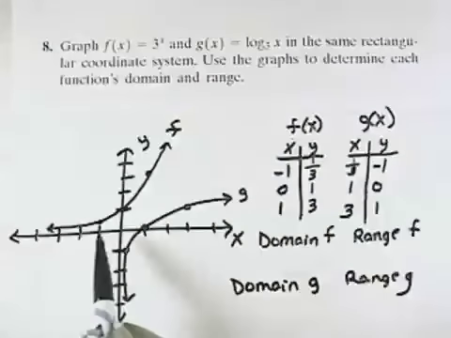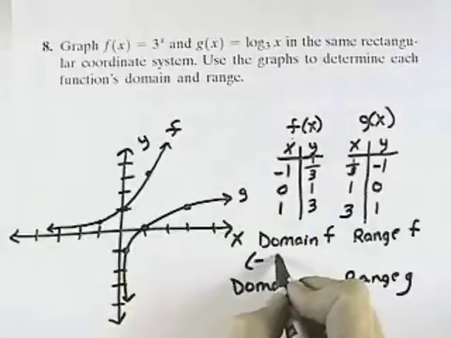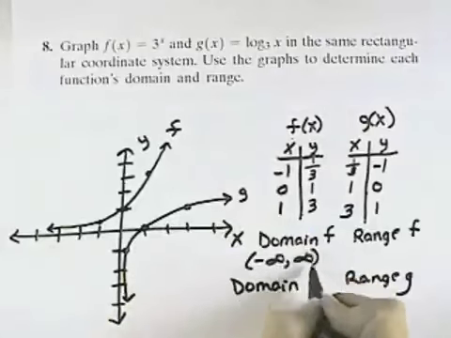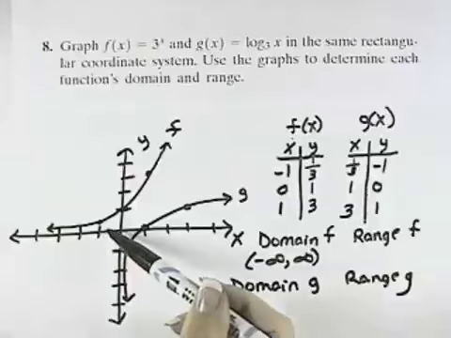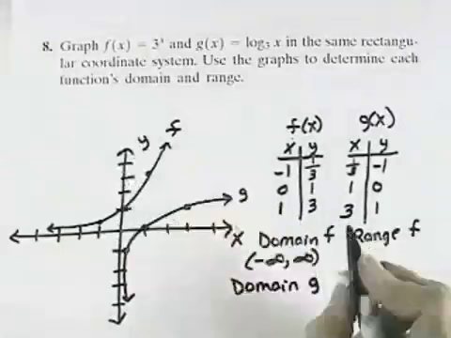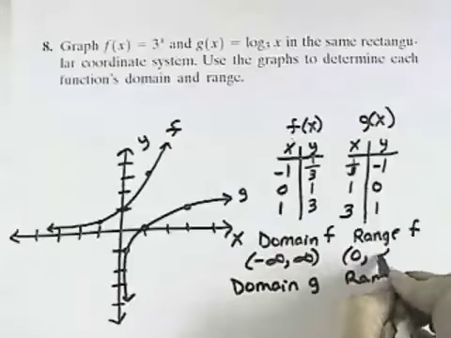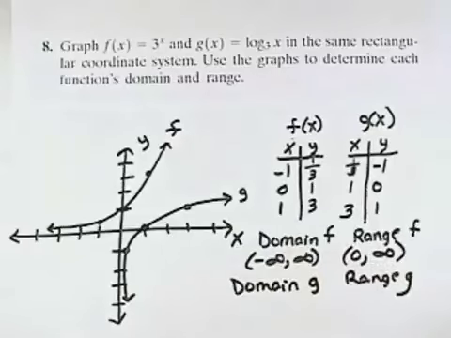For the domain of f, I can see I go infinitely to the left and infinitely to the right. So my domain is all real numbers, which is -infinity to +infinity. But my range starts at the x-axis and only goes up, and so therefore I only have a positive range, and it never reaches the x-axis, so 0 is not included. So the range is just positive values from 0 to infinity.